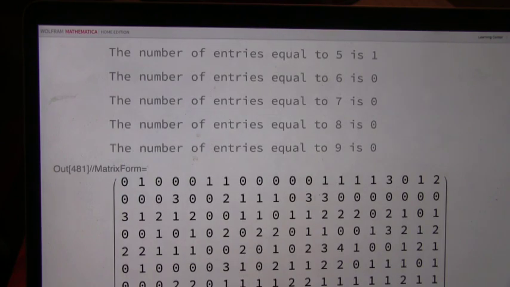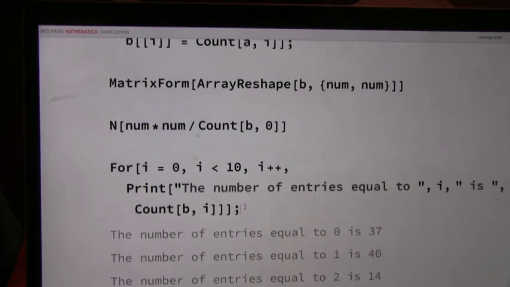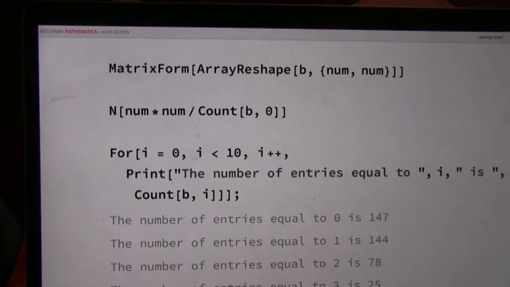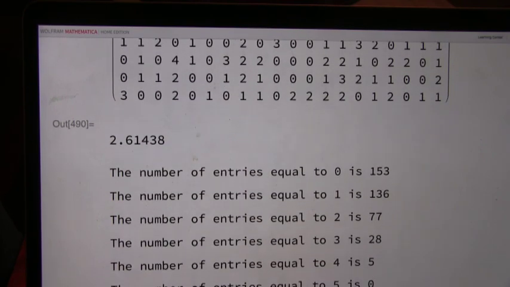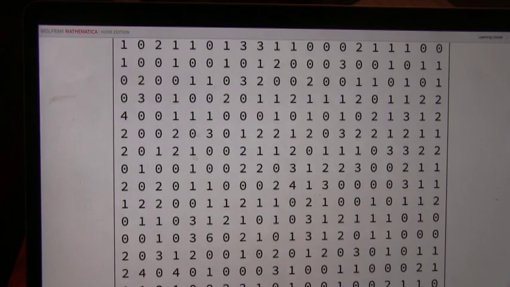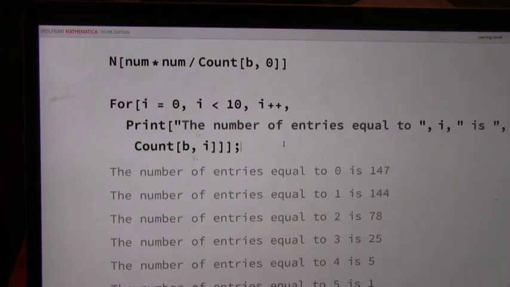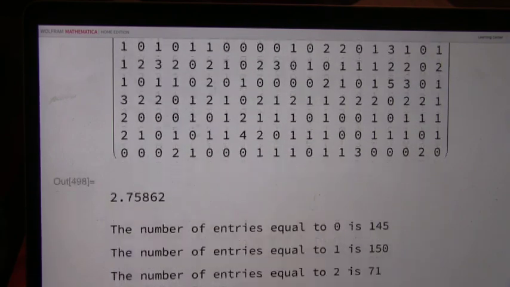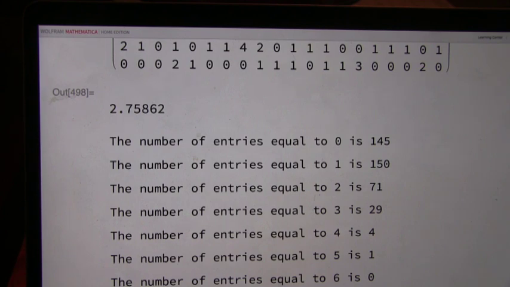And I've lost the mouse. All right, let's see what we get next. We got 153. So we're looking for the zeros to be around 160, I guess since we're picking 400 numbers. Okay. Oh, look, we didn't have any 5s, but we had a 6. Huh. Okay. All right, here's another run. Here's our grid. We got a 5. Now we've got 1s higher, around 150.